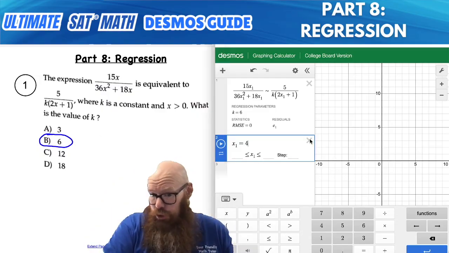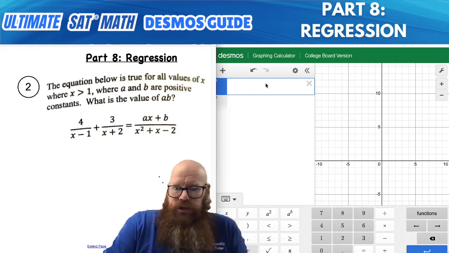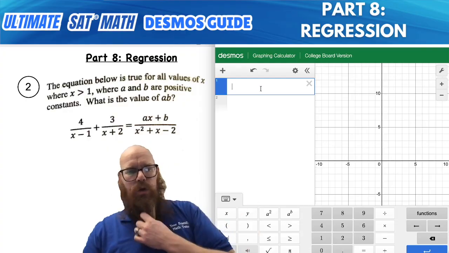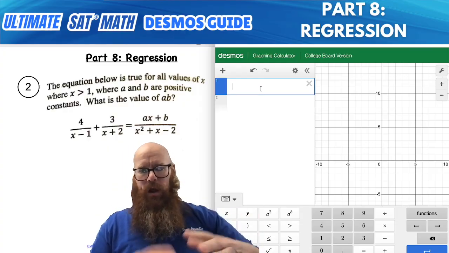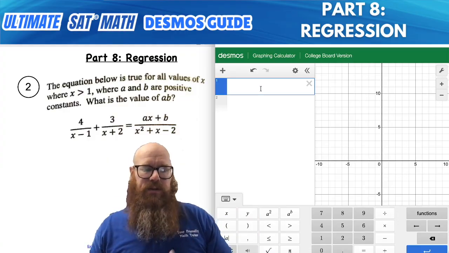So let's do that. All right, now on to number 2 of our regression. In this problem, again, I'm just going to put it in our regression notation. Again, with these equivalent expressions, we're looking for these constants. So we have 3 unknowns here.